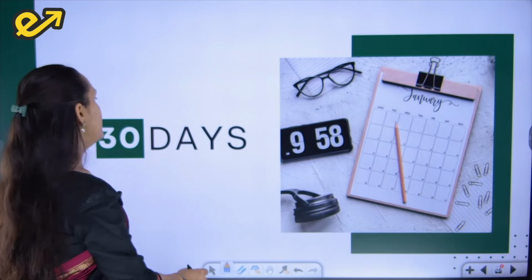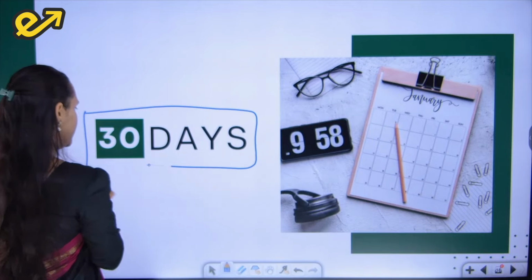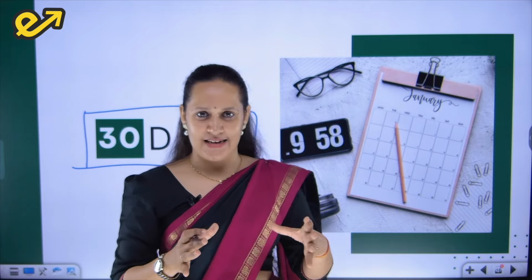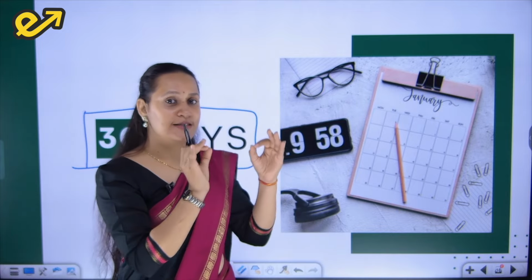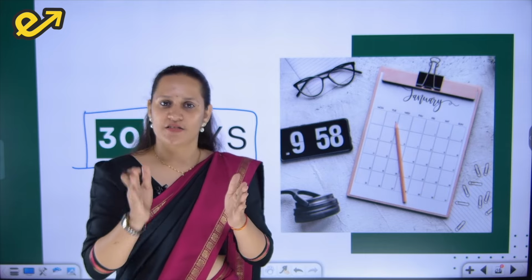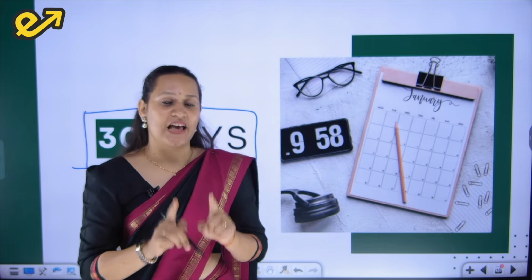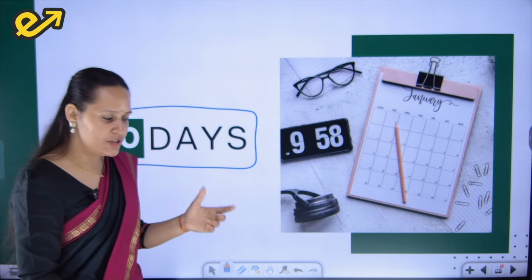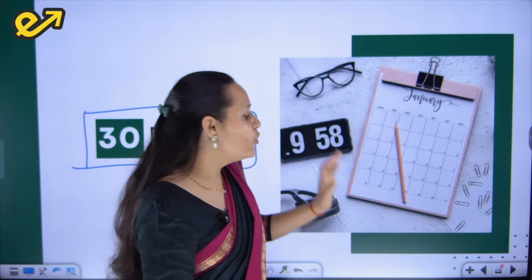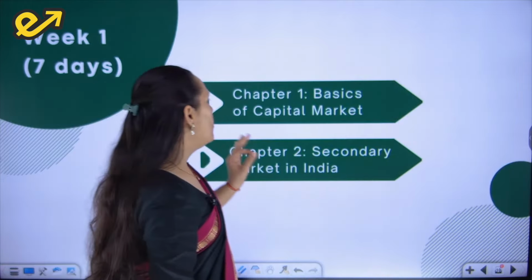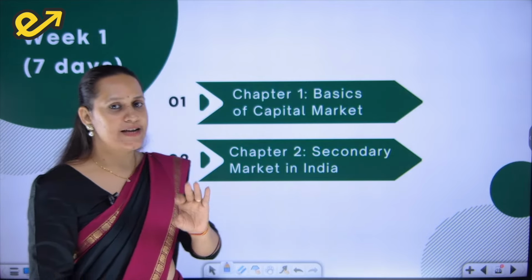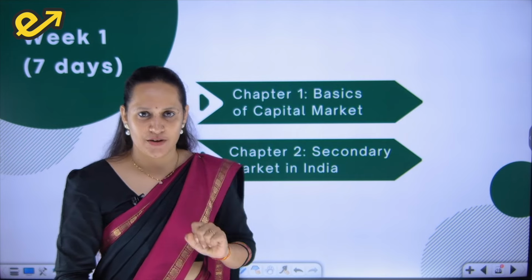Next. Now, let's plan the 30 days because I've told you that I'll help you complete 60% of the syllabus in 30 days. I've already given you a list of important chapters and other chapters. We have identified 11 important chapters that we have to complete over 30 days. So, let's see what the schedule is going to be like. Like I told you, we have segregated the entire 30 days into 4 weeks of 7 days each.